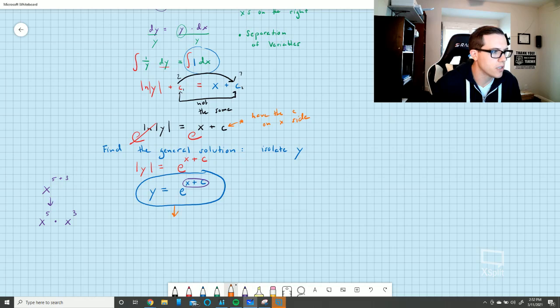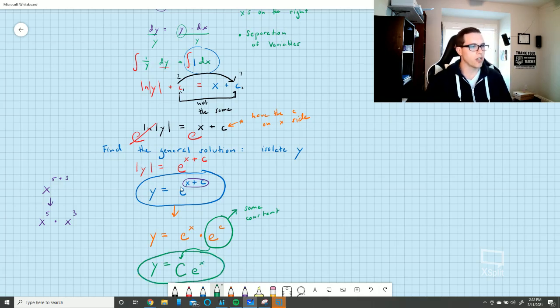So sometimes you'll see this represented this way, e to the x times e to the c. And then e to the c is just some constant, because e is a constant and c is a constant. So oftentimes you'll see it represented this way. They'll just recategorize this and call this big C times e to the x. That's fine too. Okay, so all of these are just what I would call a general solution because we don't know anything about the initial condition. If I don't give you any information about the initial condition, we just say that it's the general solution.